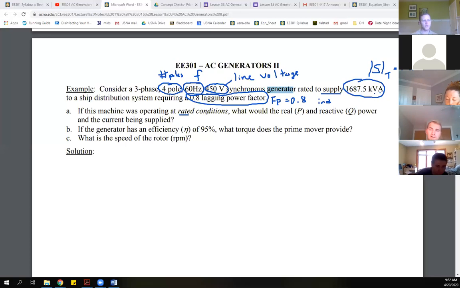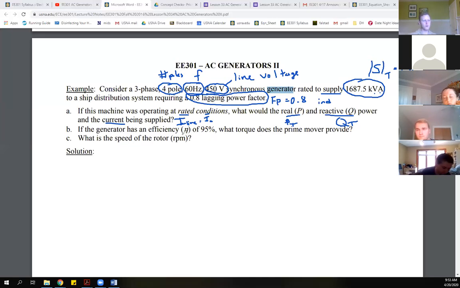So if the machine was operating at rated conditions, what would be the real power, the reactive power, and the current being supplied? The only thing I'll add to this is P total and Q total, because that's what it's asking about. And then the current being supplied would just be I. We could call this I line, or as Ashley pointed out, we could call it IA. It's still the armature, but in all of our generator problems, it says I line. So we don't call it IA in the generator problems because the line current is what we usually are measuring and dealing with. So that's the first one.